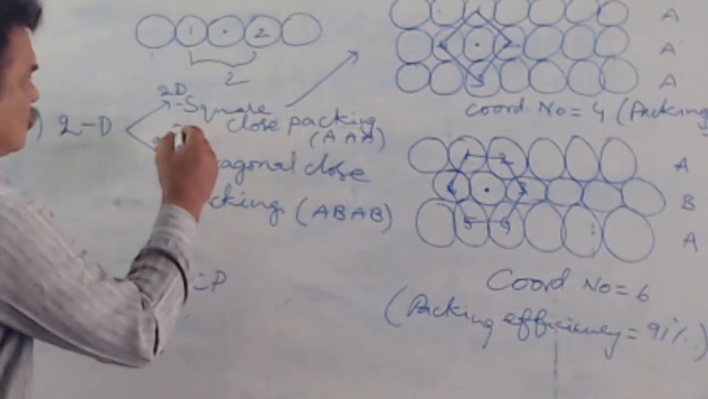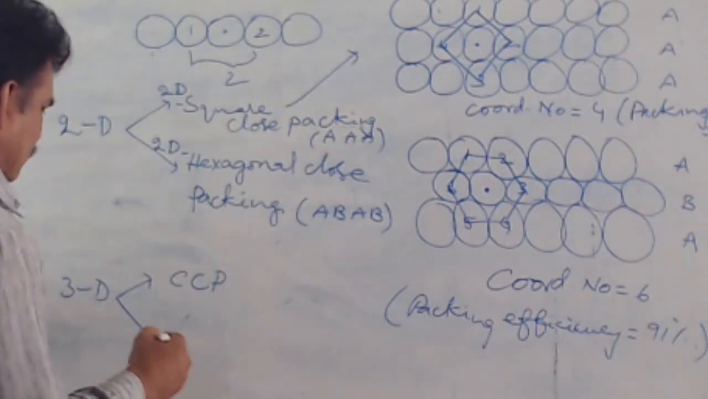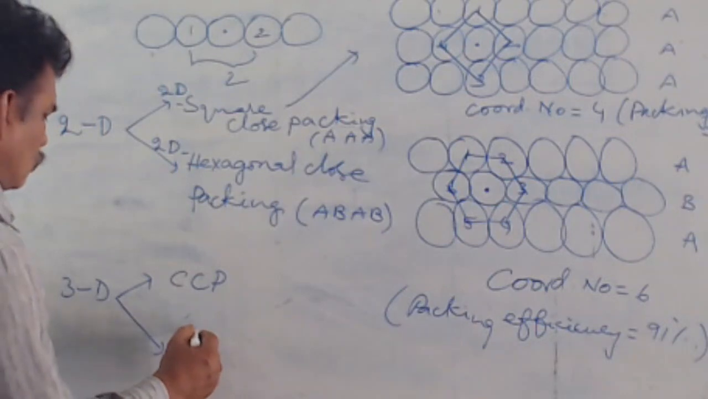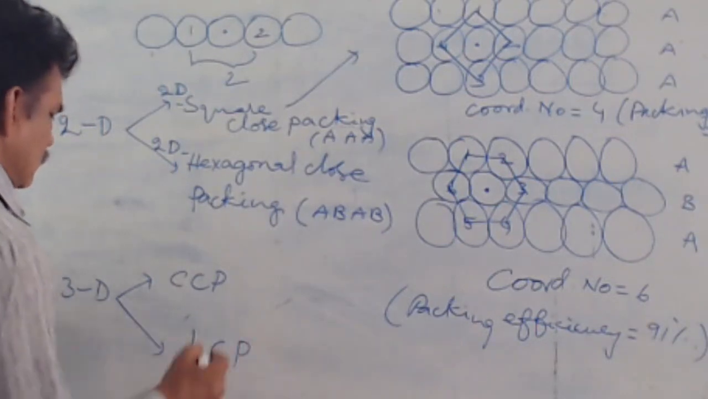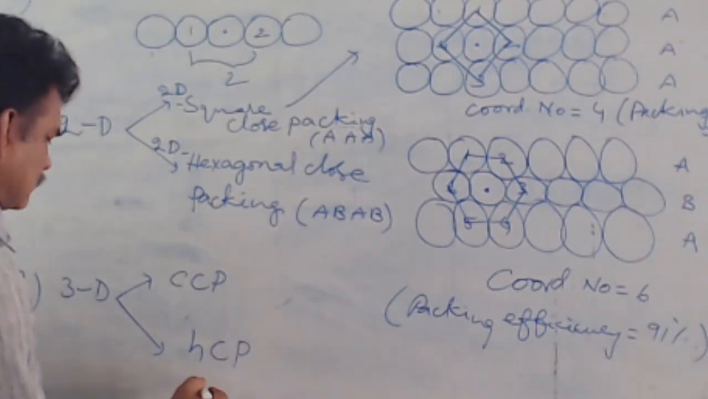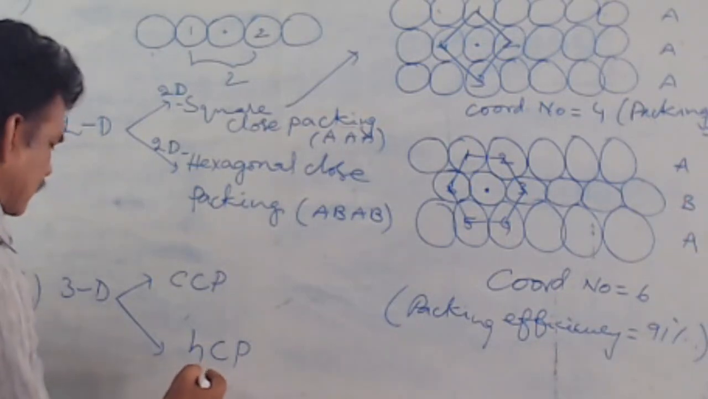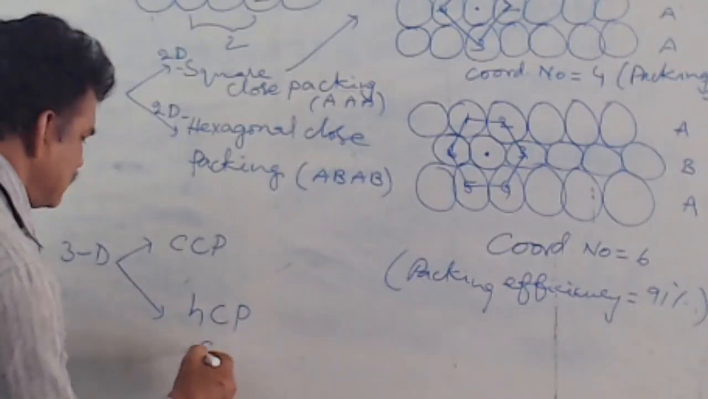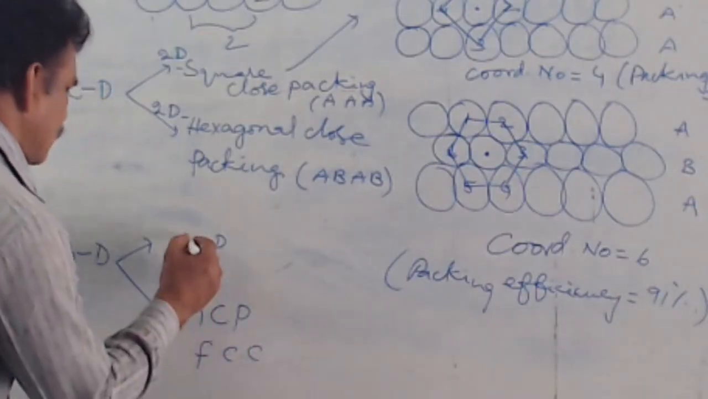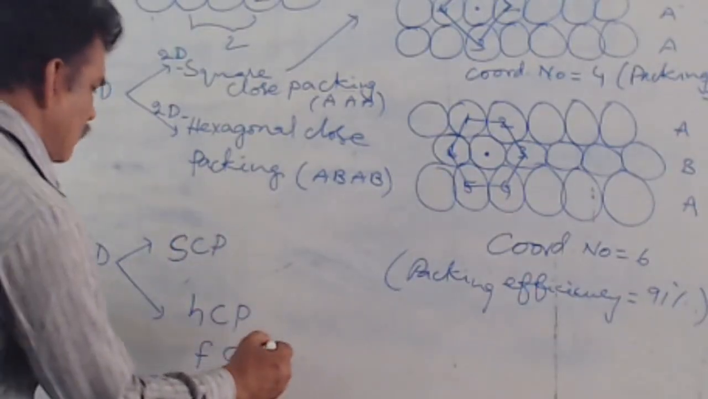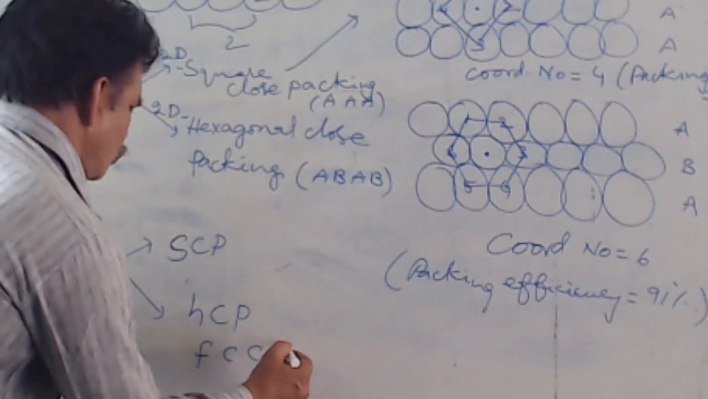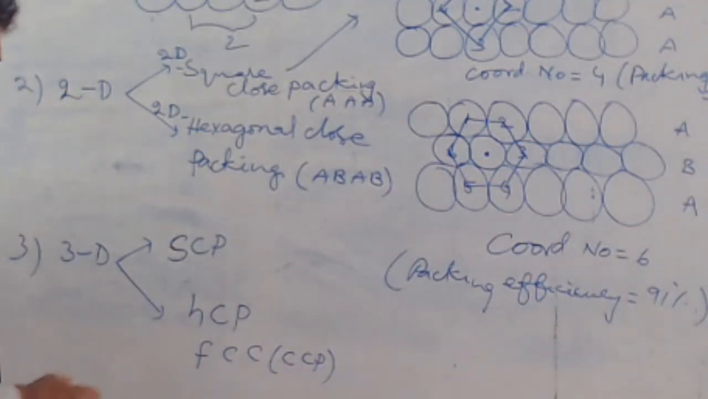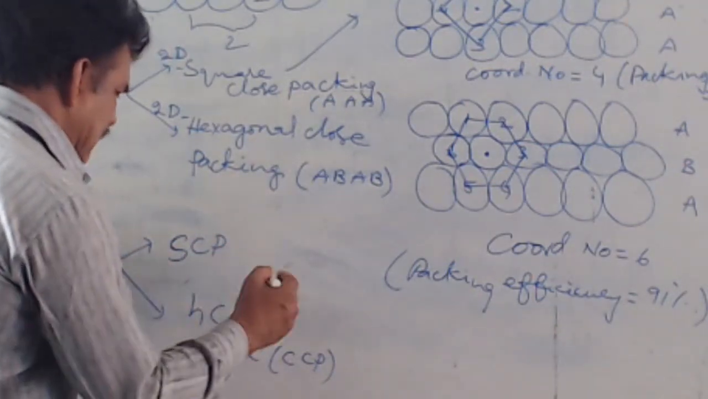This arises due to the 2D square close packing. And the second one is hexagonal close packing. And the third, FCC or cubic close packing, CCP. So this is about the three-dimensional close packing.